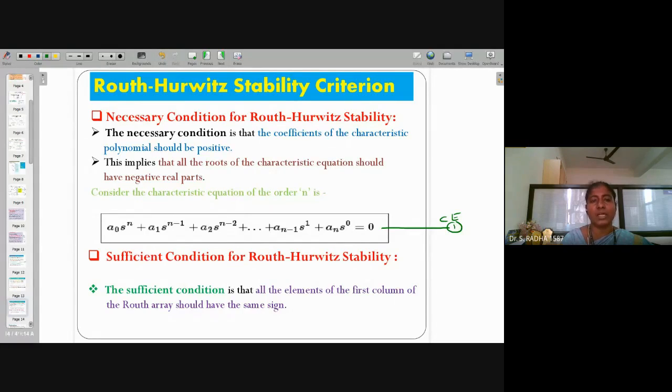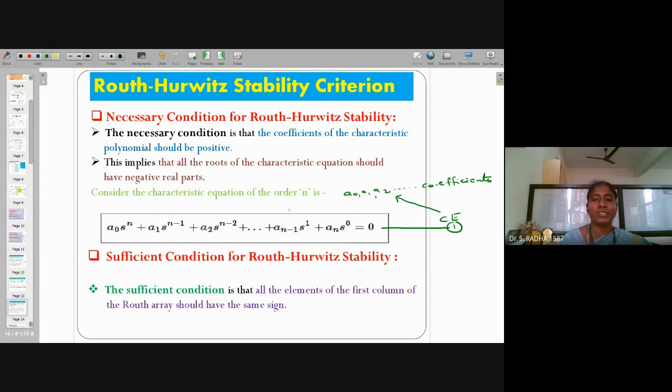The necessary condition is that all the coefficients should be positive. Here the coefficients are a0, a1, a2 and so on. All these are called coefficients in the characteristic equation. So if all the coefficients are positive, that is the necessary condition for a system to be stable.